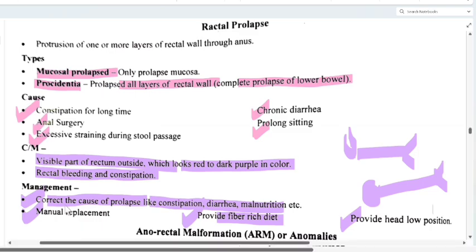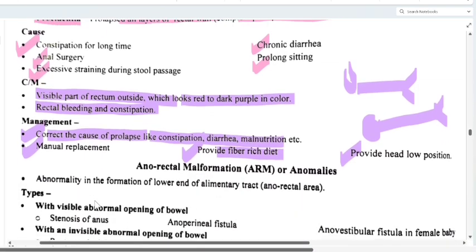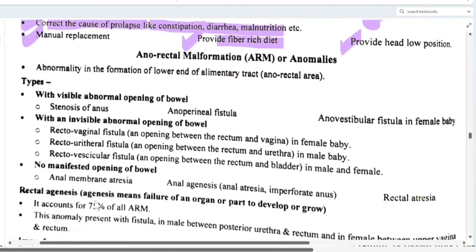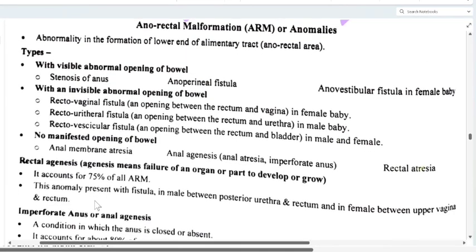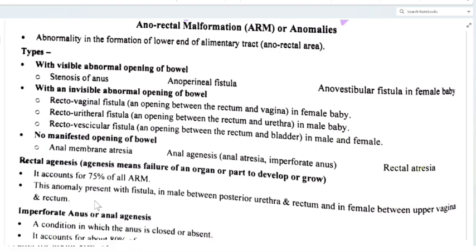Next topic, see, anorectal malformation, ARM or anomalies. So what is that? Abnormality in the formation of lower end of alimentary tract, that is anorectal area. Alimentary tract में क्या है? Abnormality in the formation of lower end of alimentary tract. Clear?